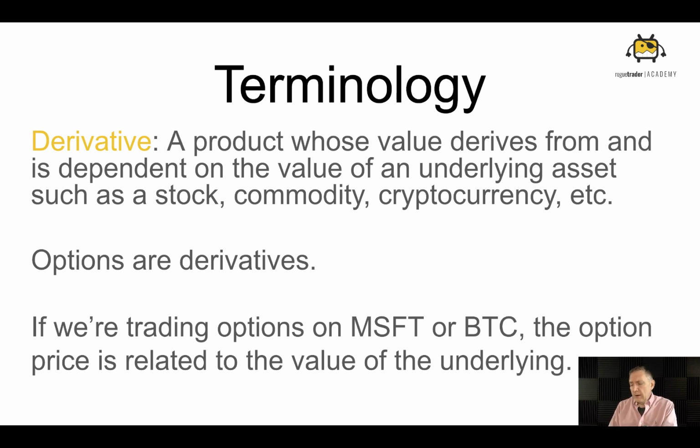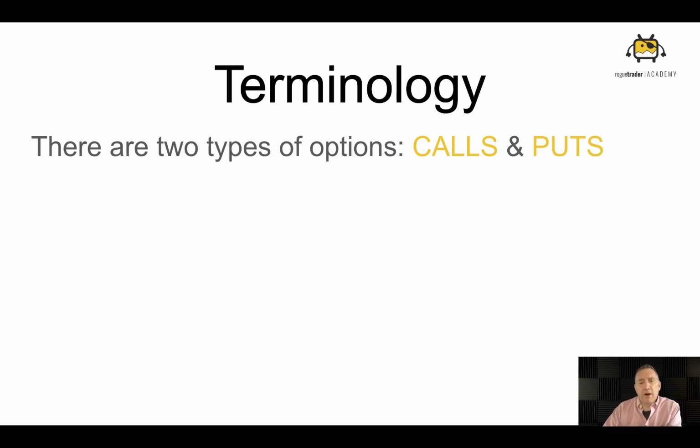So if you own Microsoft shares, let's say calls on Microsoft shares, and the price of Microsoft starts to go down, well, the value of your call will go down in relation. If you owned puts, the value would go up. So there's two types of options. That's it. There's just calls and there are puts.